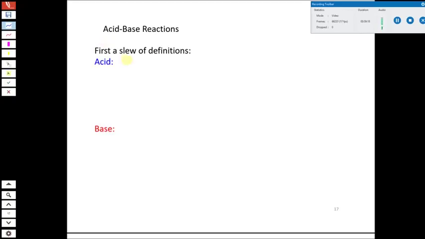But for an acid, there's a few definitions, but the one that we'll use for now is a compound that releases H plus when dissolved in water.